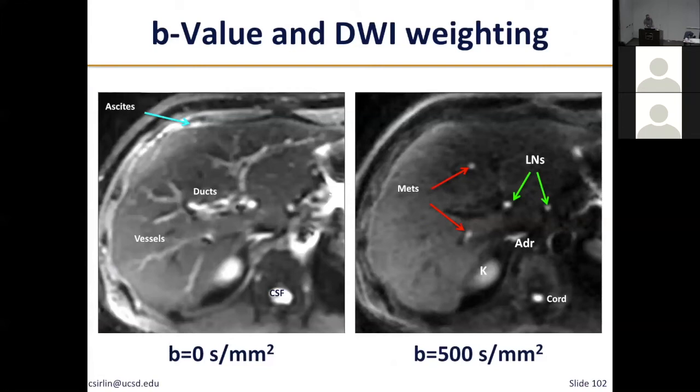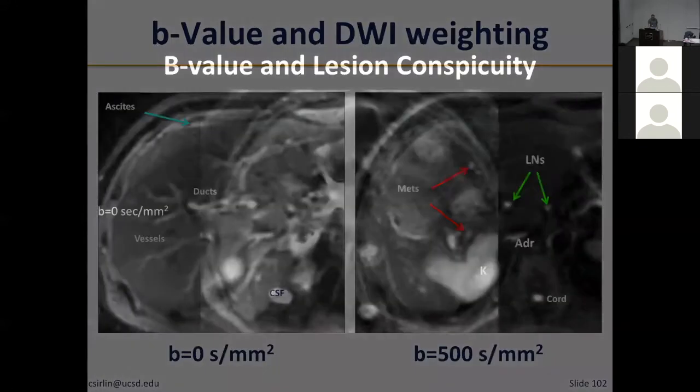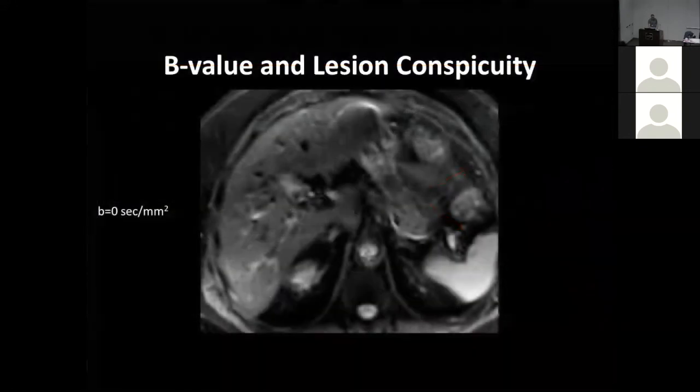So this image is more diffusion weighted than this image, and we can now see the differences between structures based on diffusion weighted imaging. And I'll just show you a few more examples that as the b-value goes up, lesion conspicuity goes up.